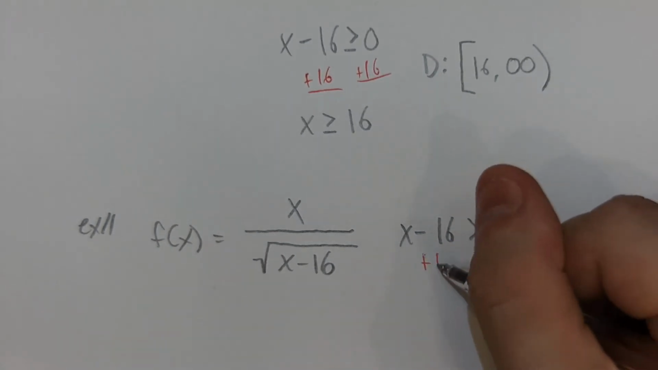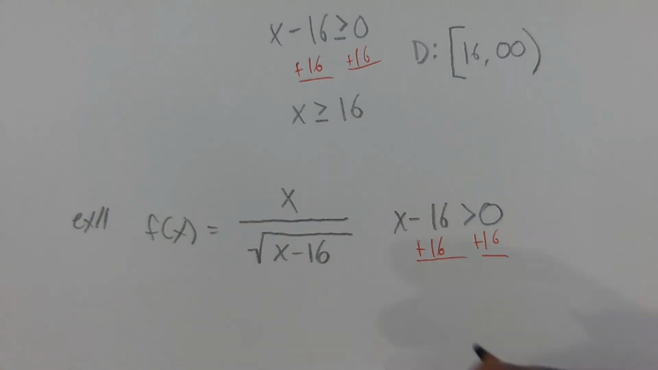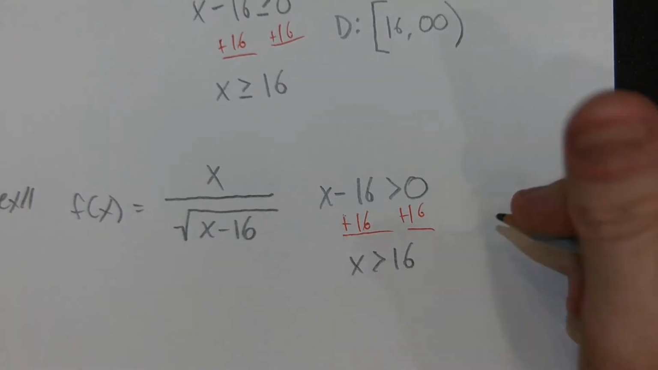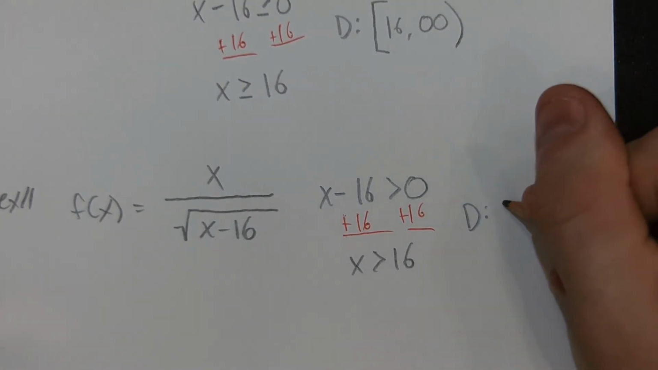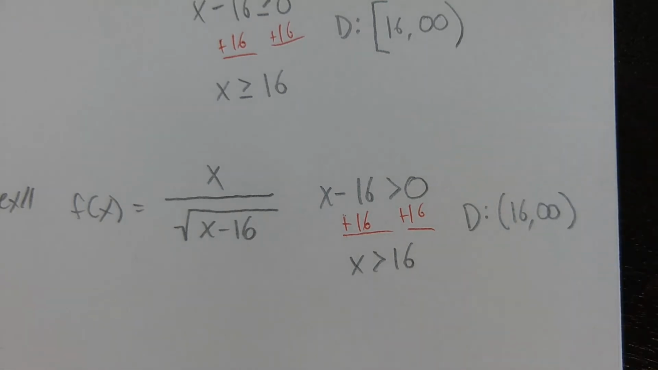You would just add 16 to both sides, and you would get x is strictly greater than 16. So its domain would be written as the numbers beginning at 16 but not including it, on up to positive infinity.